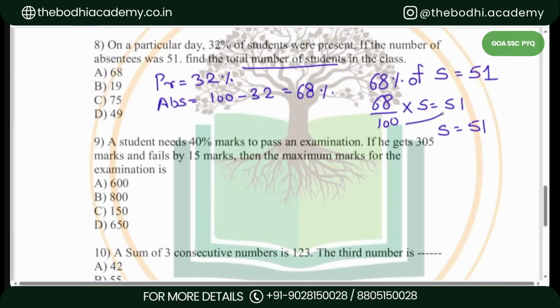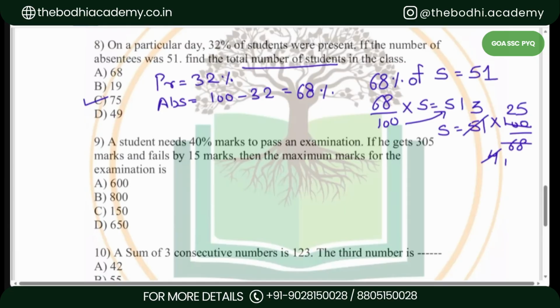51 into 100 on top, 68 comes down. Now, in which table do 51 and 68 come? It is the table of 17. 17 threes are 51, 17 fours are 68. 4 ones are 4, 100 divided by 4 is 25. 25 into 3, the answer is 75. So 75% will be the answer.